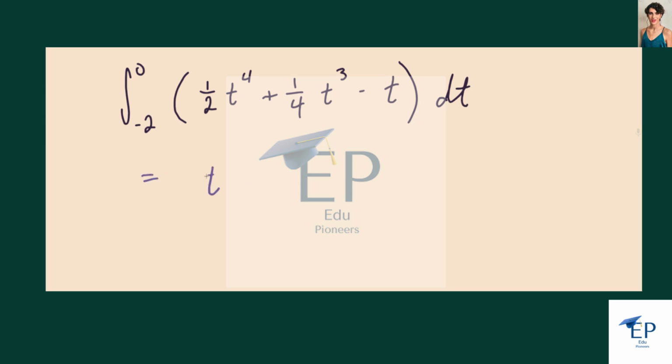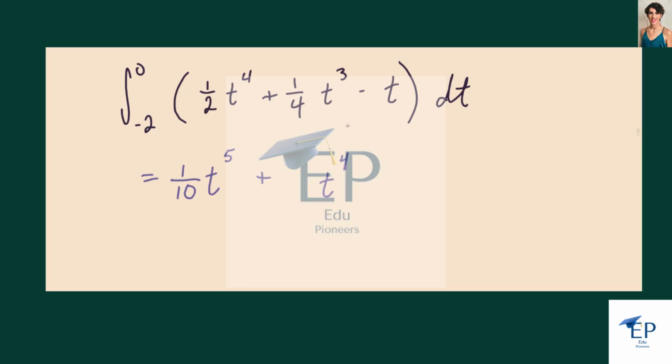And what you do is you add 1 to each exponent. So 4 plus 1 is 5. And then you multiply by the reciprocal of your new exponent. Well, 1/2 times 1/5 is 1/10. You just multiply straight across for your denominators.